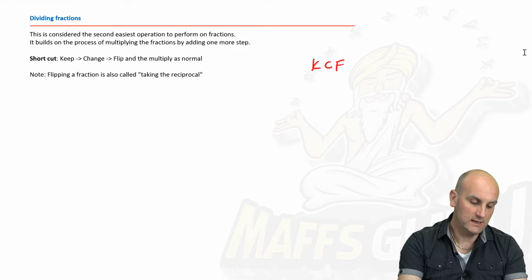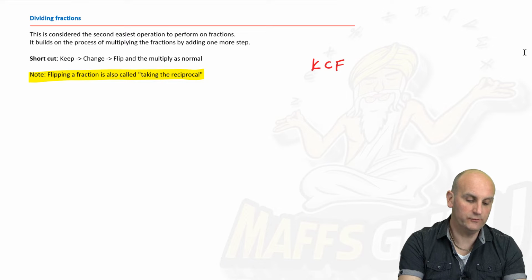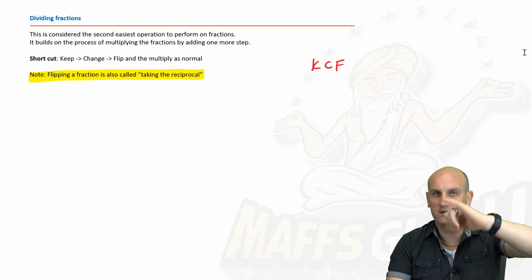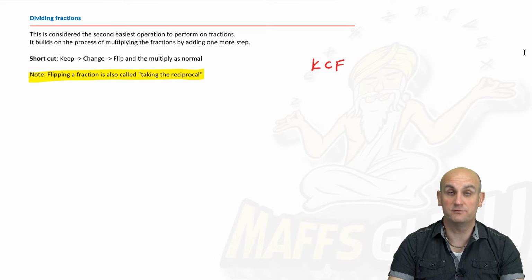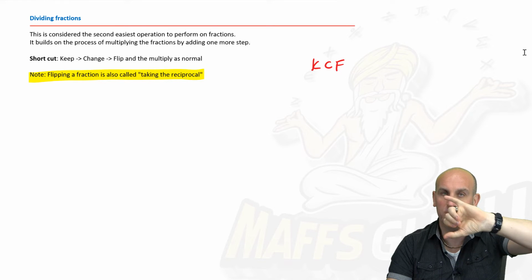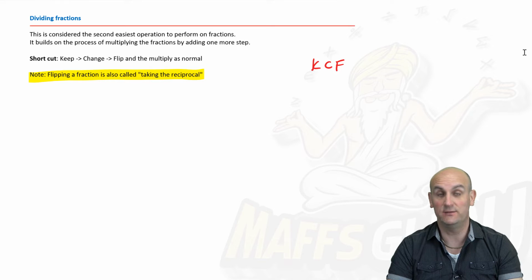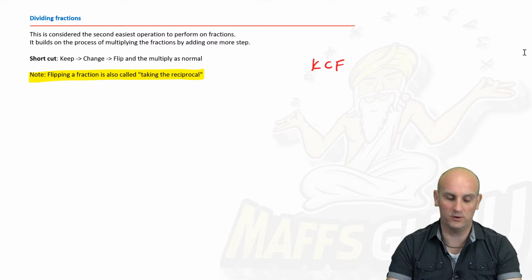Note here, for those of you who want to do maths later on, flipping a fraction is called taking the reciprocal. When the numerator becomes the denominator and the denominator becomes the numerator, that's called taking the reciprocal. It's just maths terminology.